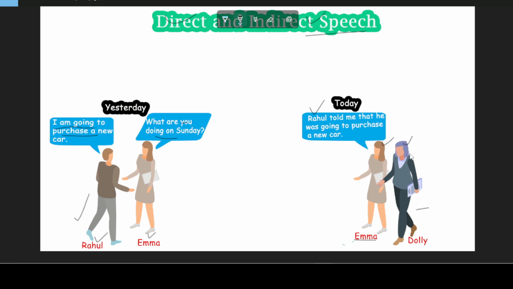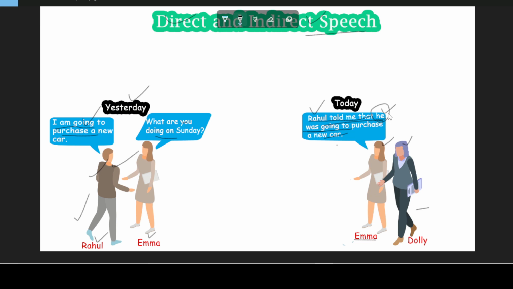So Emma is reporting that Rahul told me that he was going to purchase a new car. Now she didn't use the exact words said by Rahul. She changed it. She used third person pronoun because she is talking about a third person. She is not talking about Dolly. She is not talking about herself. She is talking about Rahul. That is third person. Third person is male. So that's why she used he. And it was yesterday's talk. So she used was going to purchase a new car. So this is indirect speech.